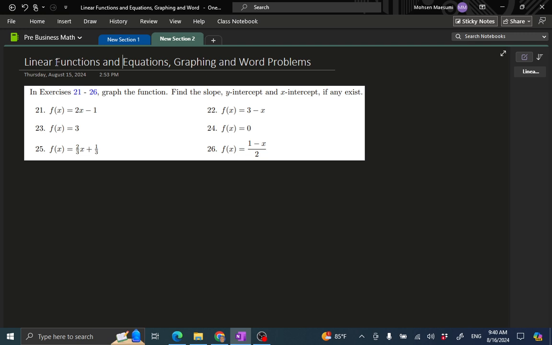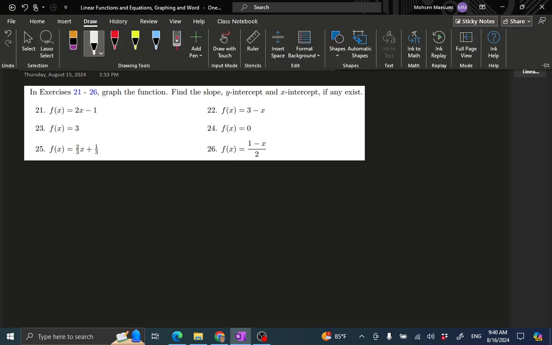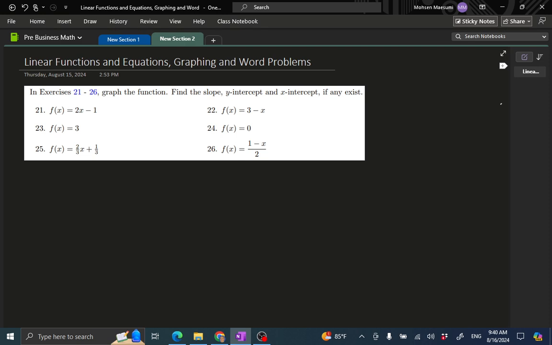Before we get started, what is this f of x here? That is notation for a function. We are going to talk about that in the next lecture. For now, just to make it easy on yourself, think about y is equal to 2x minus 1. So problem 21, what it means is just that you graph that function, find the slope, intercept, x-intercept, y-intercept, if any of them exist. So f of x is just a placeholder for y. So let me take a simple example.